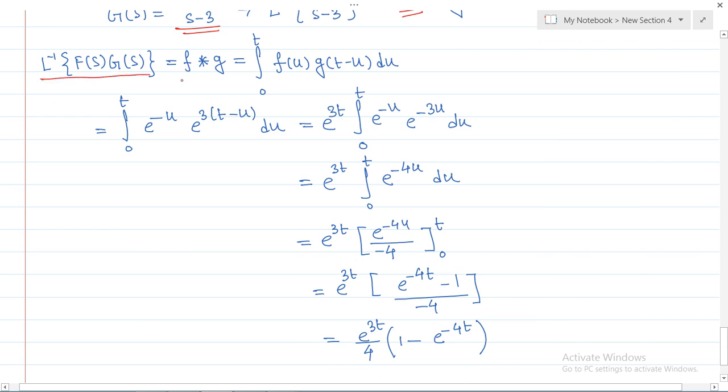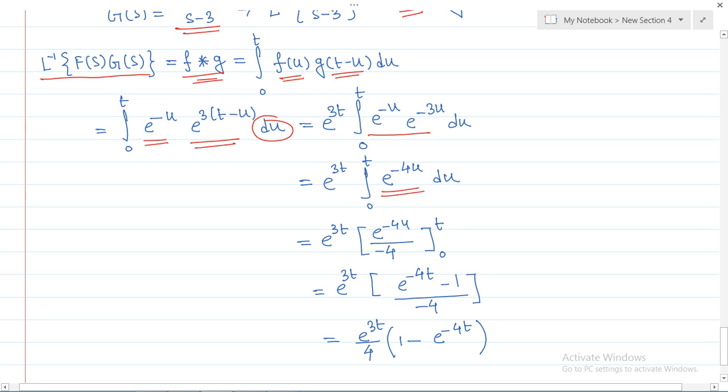That will be f star g, which is equal to integral from 0 to t of f of u g of t minus u du. So we have to put u in f and t minus u in g. So it will come e power minus u. Here it will come e power 3 times of t minus u, since we are having e power 3t there. So e power 3t will be taken outside because it is independent of u. So inside, what are the remaining terms? e power minus u into e power minus 3u. So it will become e power minus 4u.